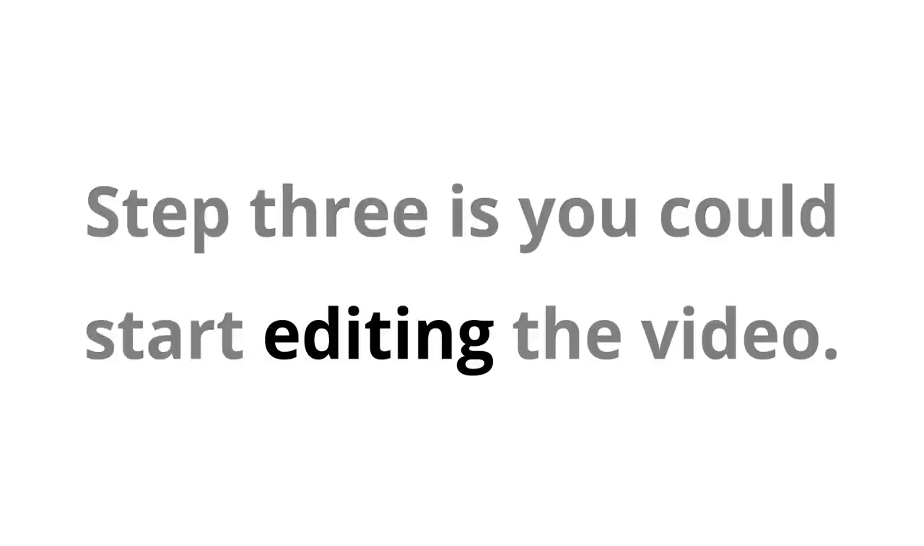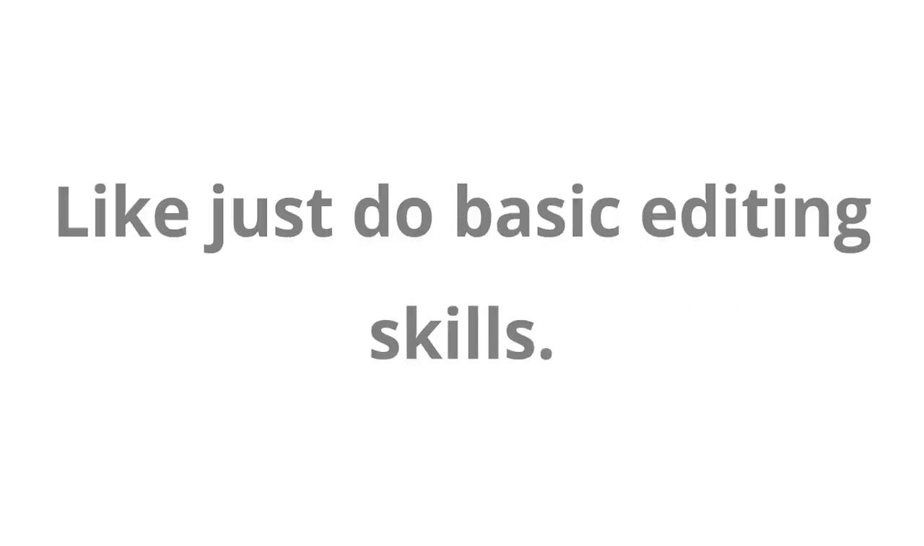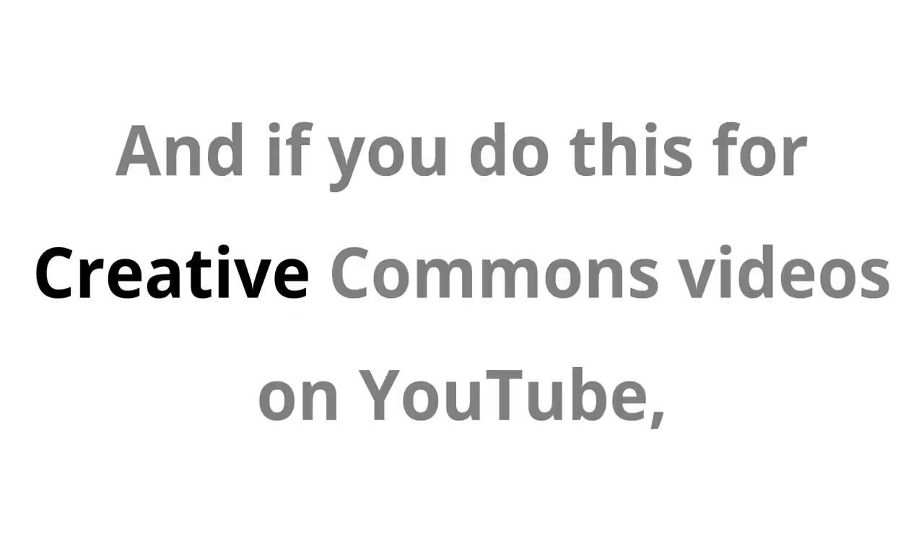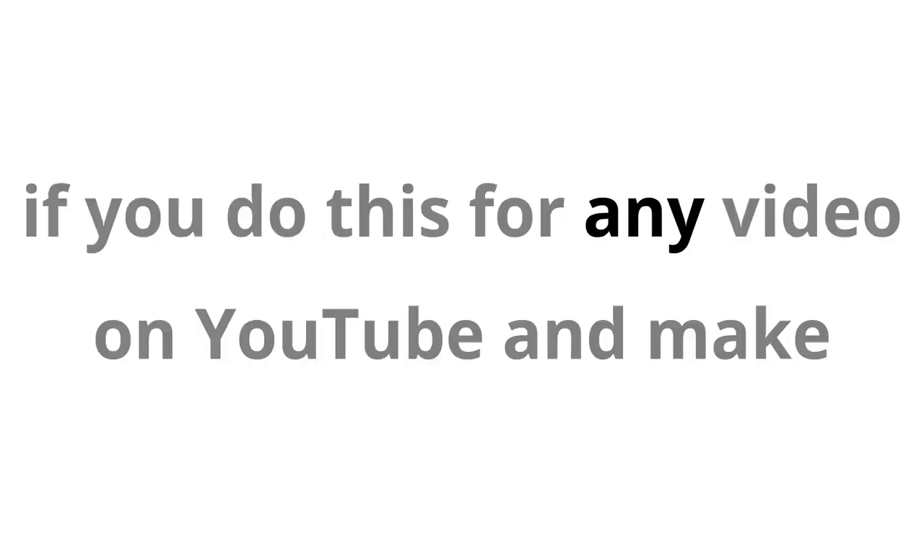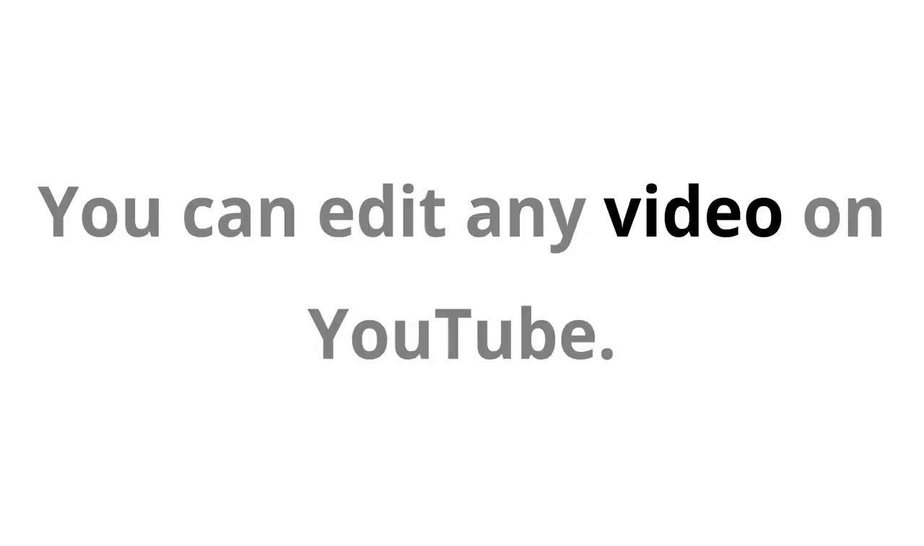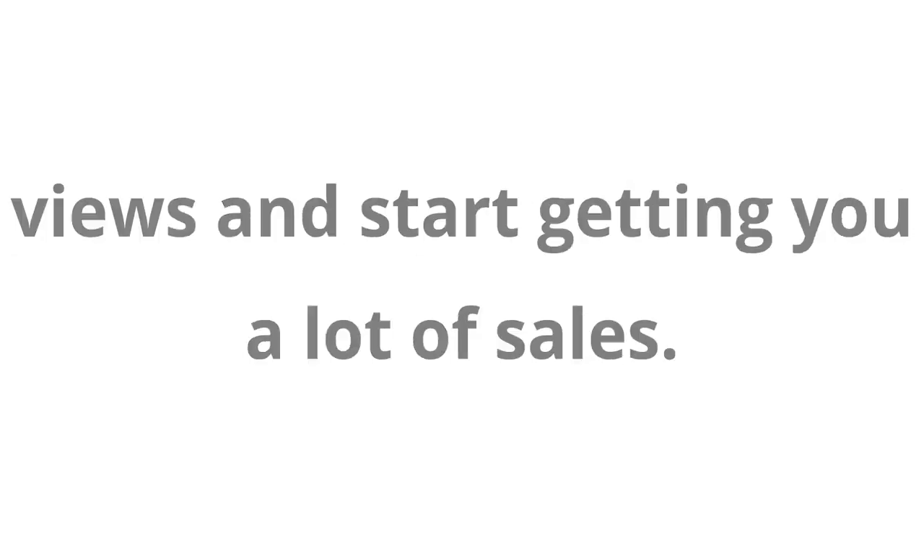Step three is you could start editing the videos, make them even better. Like just do basic editing skills, cut out the parts you don't think are as good, and then keep in parts that you think are better, and then try to add on to the video, make it even better. And if you do this for Creative Commons videos on YouTube, if you do this for any video on YouTube and make it even fair use, and you add your own commentary to the videos, you try to make the videos even better, you can edit any video on YouTube. It doesn't have to be Creative Commons, you can make it even better. And you can just have super videos that get a lot of views and start getting you a lot of sales.